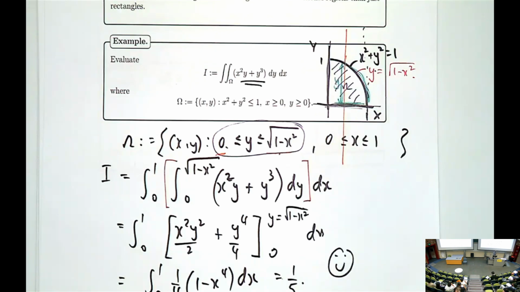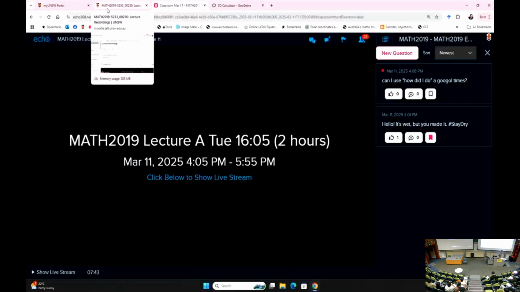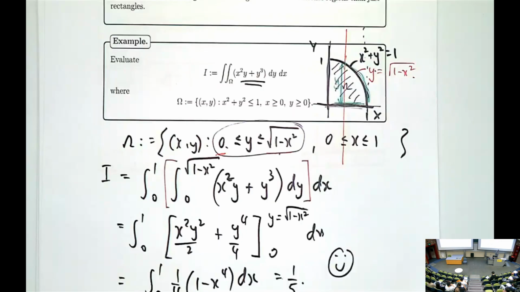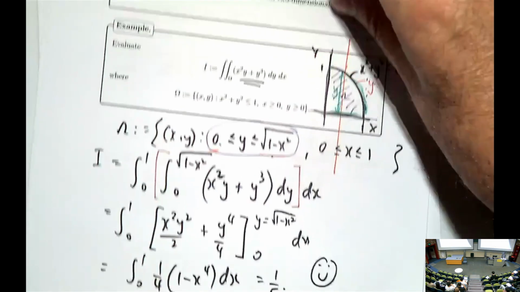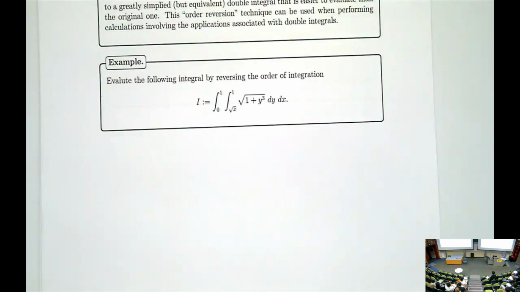Oh, this is good. Can I use, how did I do, a Google times? You can, if you can type that fast. Yeah, you can. Only once though in lab test 2. Only once in lab test 2. Again, not my rule.